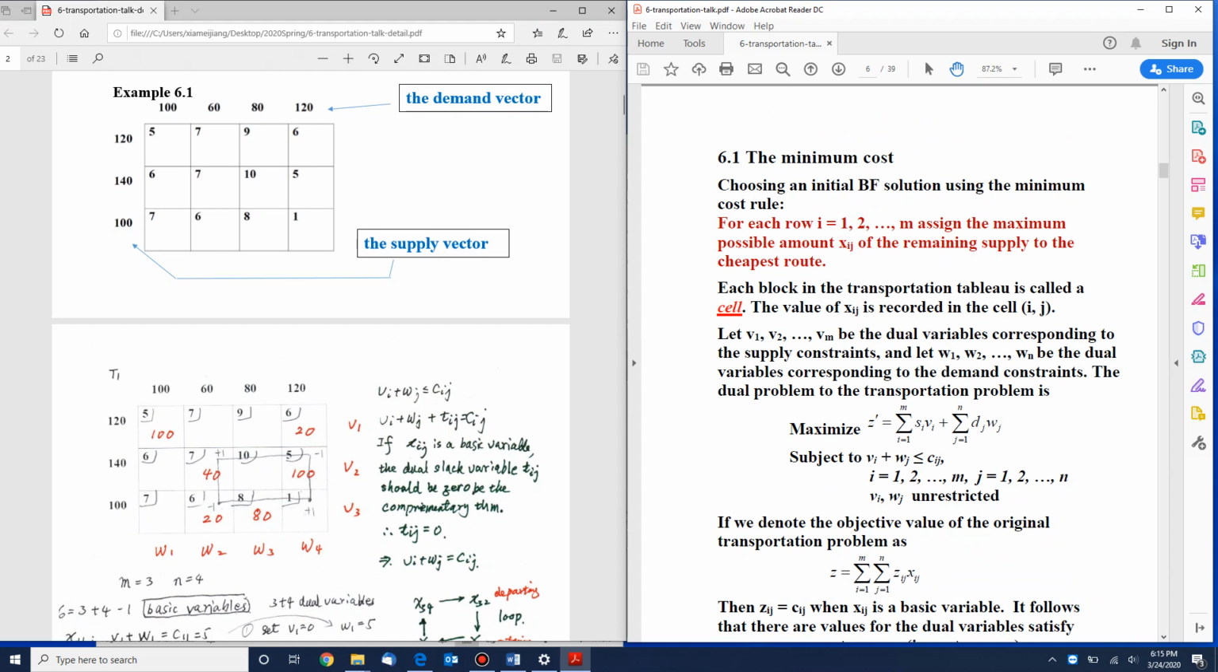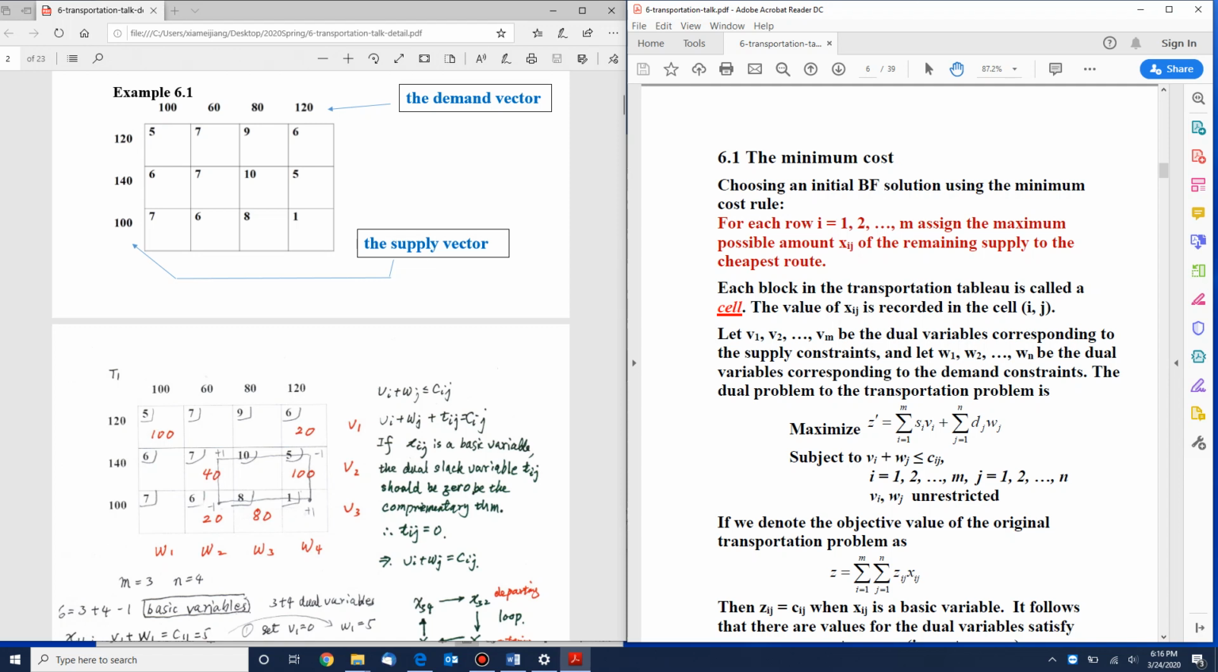Here we first introduce the minimum cost method. The minimum cost method is written in red. It says: choose an initial basic feasible solution using the minimum cost rule. That is, for each row i equals 1, 2, 3 up to m, assign the maximum possible amount xij of the remaining supply to the cheapest route. What does this mean?